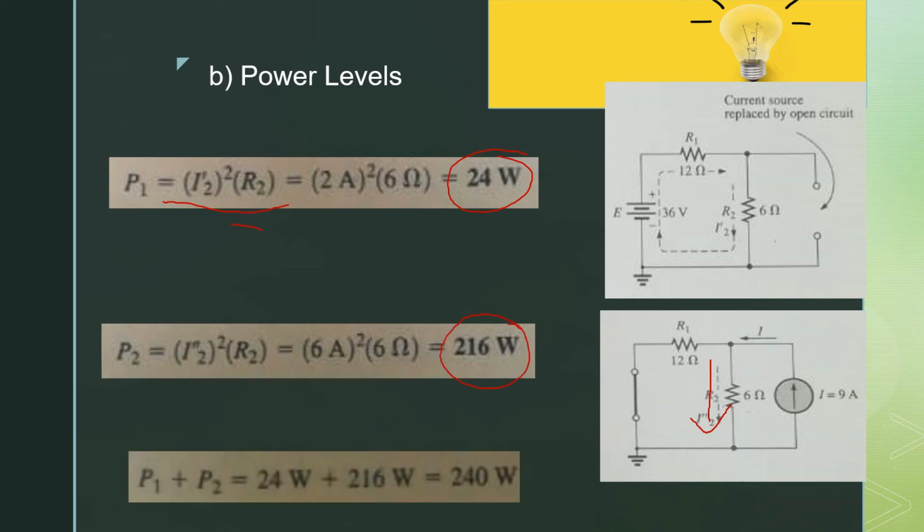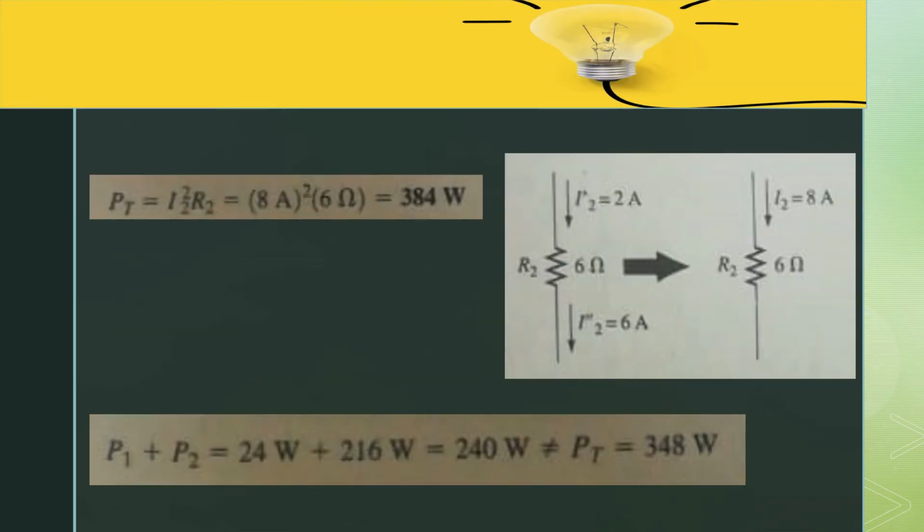So the net power because of these two currents is equal to 240 watts. P1 plus P2, where P1 is equal to 24 watt and P2 is equal to 216 watt. The total power is equal to 240 watts. Now using the superposition theorem, we see that the current flowing from R2 is equal to 8 ampere because of both sources. So when we calculate the power using 8 ampere current, you will see that the total power is equal to 380 watts.